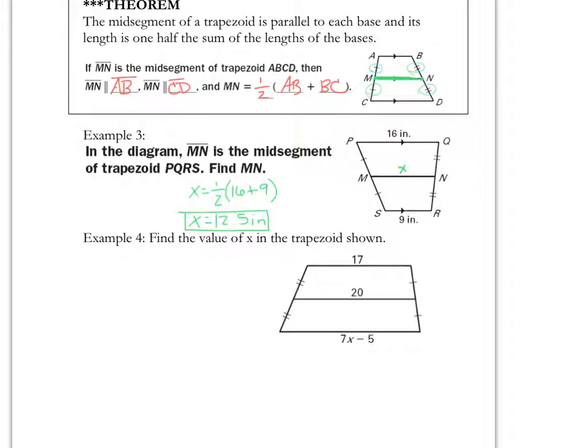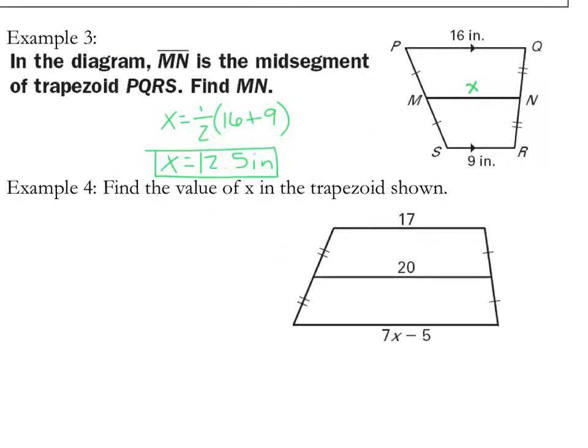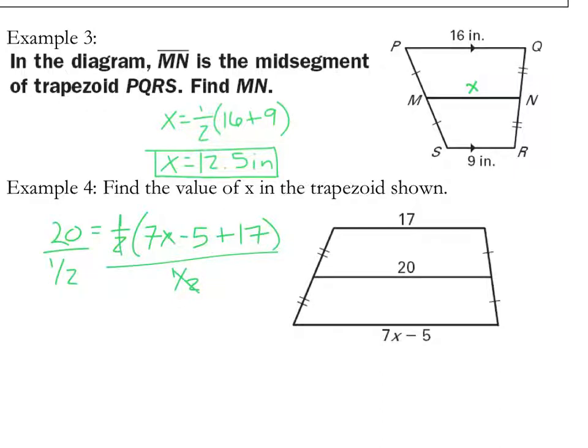Now you do the same process if you don't have to find the mid-segment. You set it up the same way. So you take 20 equals 1/2, and then you have 7x minus 5 plus 17. So now what I would do is divide by a half to get rid of that. Dividing by a half, you can do that in your calculator, divide by 0.5, or you know that it's multiplied by 2. So you can multiply by the reciprocal.